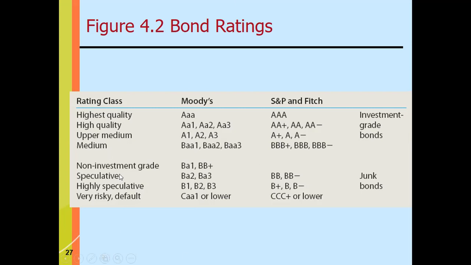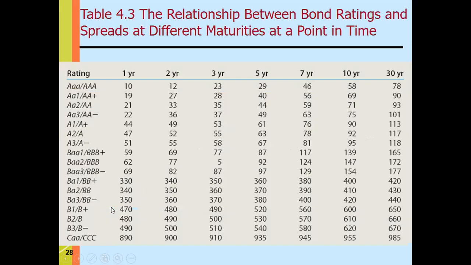Okay, for non-investment grade, for junk bonds with a lower classification, we have speculative, starting from B down to C, after that highly speculative and very risky, and default, respectively.